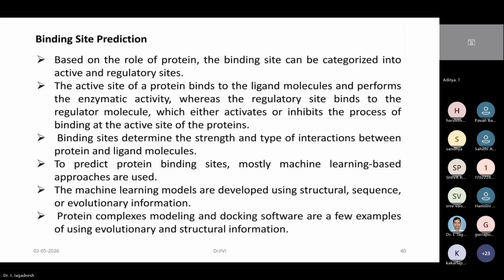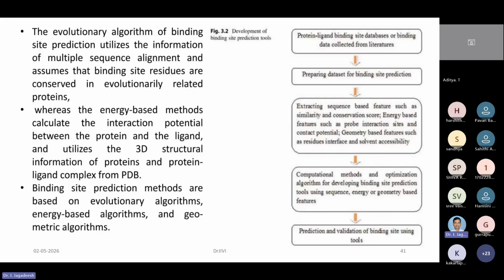So the evolutionary algorithm of binding site prediction utilizes the information of the multiple sequence alignment and assumes that binding site residues are conserved for evolutionarily related proteins. This is what we have in the growing approach and linking approach of fragment-based drug design. Because of this evolutionary algorithm, it will suggest what type of fragment can fit into that particular interaction site and regulatory site. This is what the software is doing and helping us.